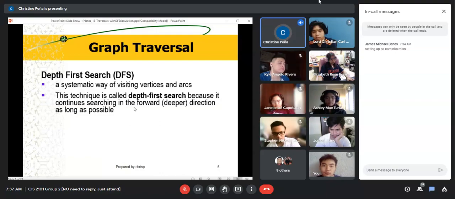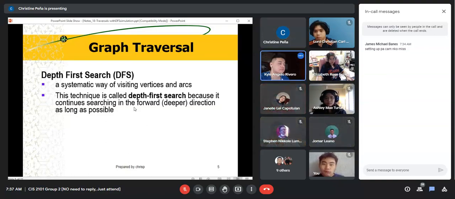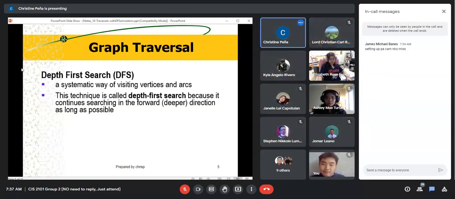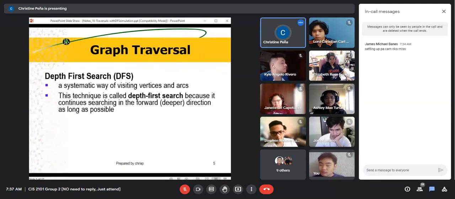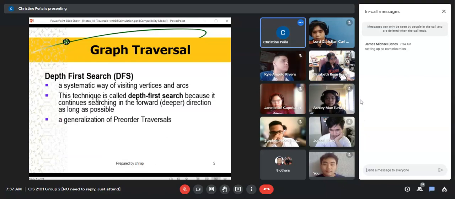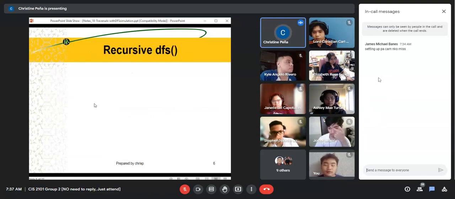Sige, what is the Visayan word for depth? Laom. Laum. You said laum, Kyle? Yeah. Gilaw mun. Okay, laum or gilaw mun. So like the depth of the ocean. Okay, and it's considered as a generalization of pre-order traversal.